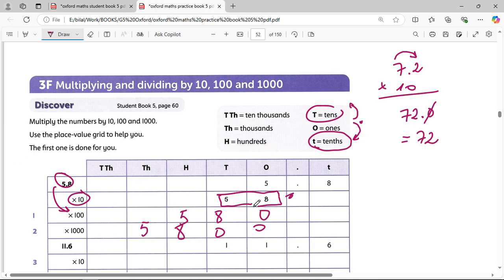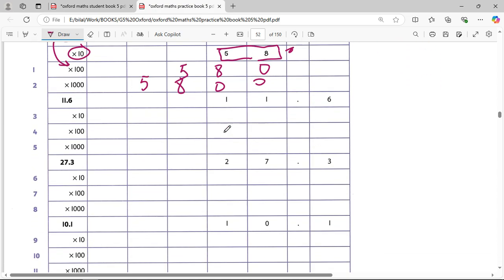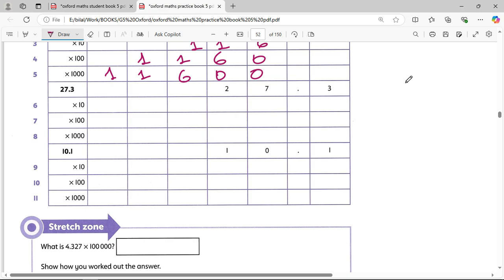And the same thing goes for the next number. Here I have 11.6. This time I have 2 digits. If I multiply by 10, I need to move this decimal backward. So it becomes 1, 1, and 6. If I multiply by 100, I need to add a 0. I'm going to put 1, 1, 6, 0. If I multiply by 1,000, I add another 0. Get me, guys?